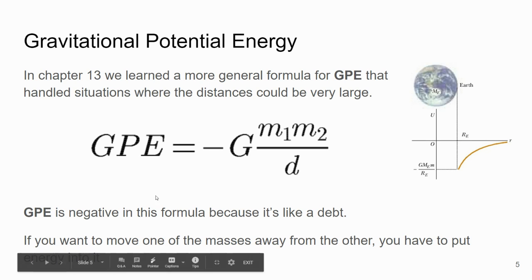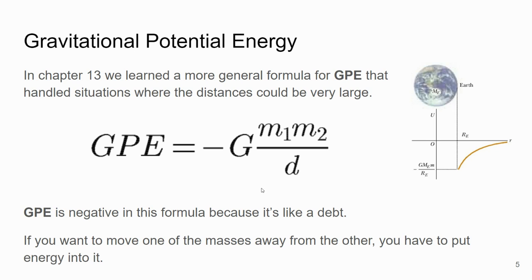So why is this negative? It's negative because GPE in this context is like a debt. It's energy that you kind of owe to the system. So what that means is if you're anywhere near the Earth and you want to end up infinitely far away from the Earth, you have to put energy into the system to beat the gravity between you and the Earth, basically is how it works out. So that's why it's negative. Think of it as a debt. It's energy that you owe the system if you want to get away from it.